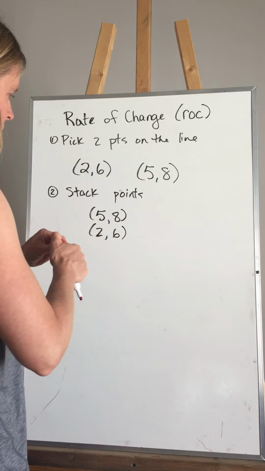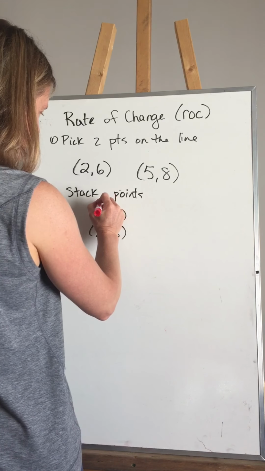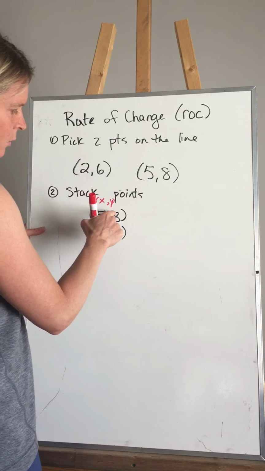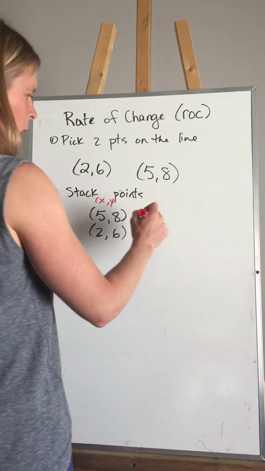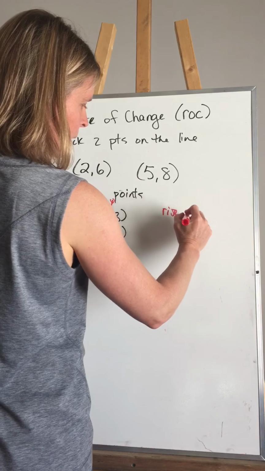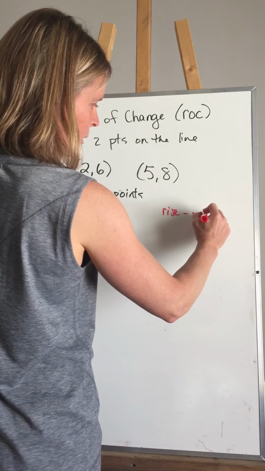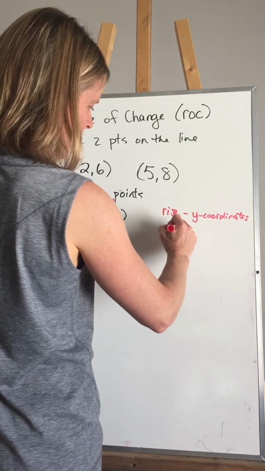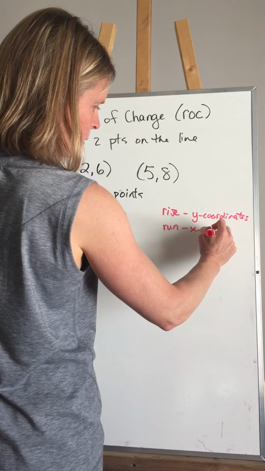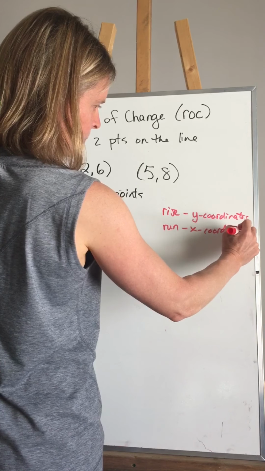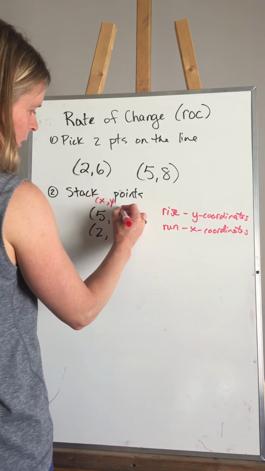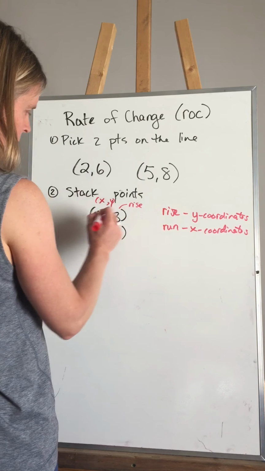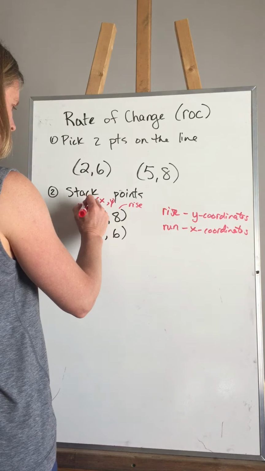When you subtract, recall that every point has an x-coordinate and a y-coordinate, and the x-coordinate is always written first. The rise is the difference in the y-coordinates, and the run is the difference in the x-coordinates. I'm going to write this here just to remind myself. Difference in the y-coordinates, that's rise. Difference in the x-coordinates, that's run.